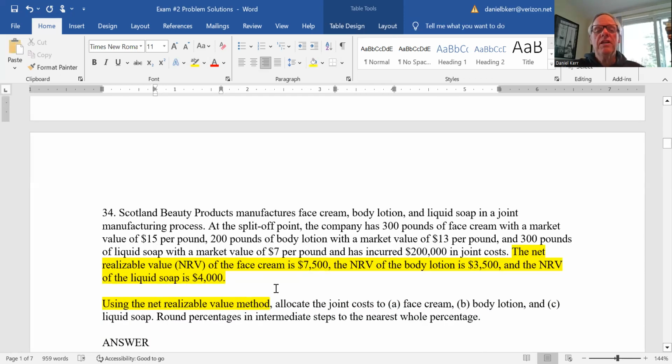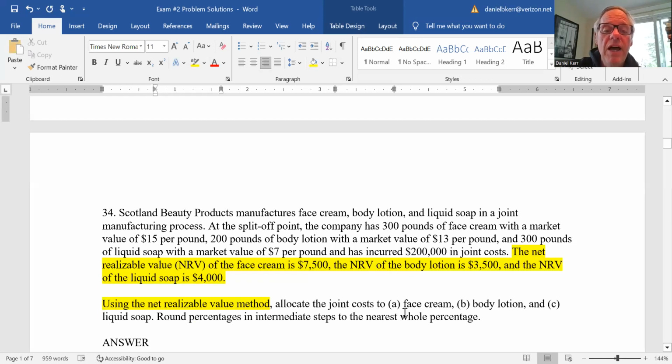Next one, a number of you got confused. Here we're allocating joint costs, and they tell us to allocate these on the net realizable value method. They gave us the information to get the market value at split-off, but they didn't allocate on that basis. They allocated on the basis of net realizable value.